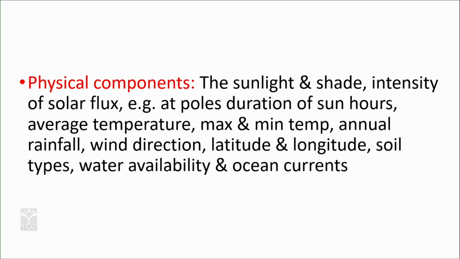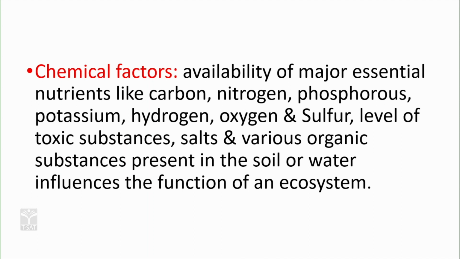The intensity of the solar energy is not the same throughout the latitudes. The solar flux is more at the equator and less at the polar regions. Then the temperature, wind direction, latitude, longitude, soil types, water availability and ocean currents. These are all different examples of physical components of an ecosystem.